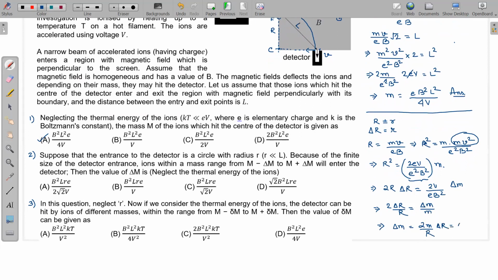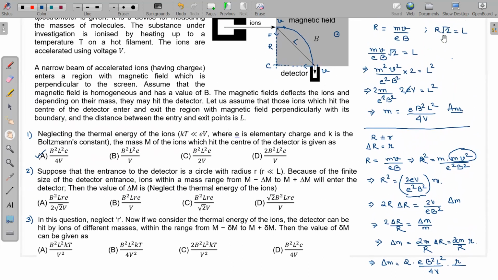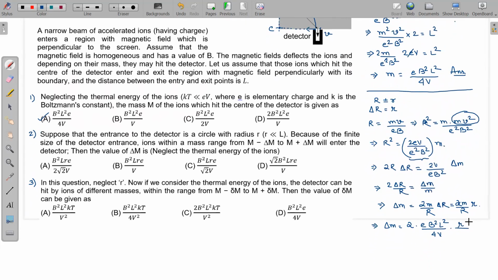Now we know the value of delta r. What is the value of delta r? Delta r is just equal to small r, right? So this is the question that has been asked. Now it is over. So you can see that this is 2 times the mass small m. We have calculated the value of small m in the first part. This is E times B square L square by 4V into small r divided by capital R. What can I write this expression for capital R? You know that capital R into root 2 is equal to L. So I can write the value of capital R as L by root 2. So I'm writing this as L by root 2 over here.